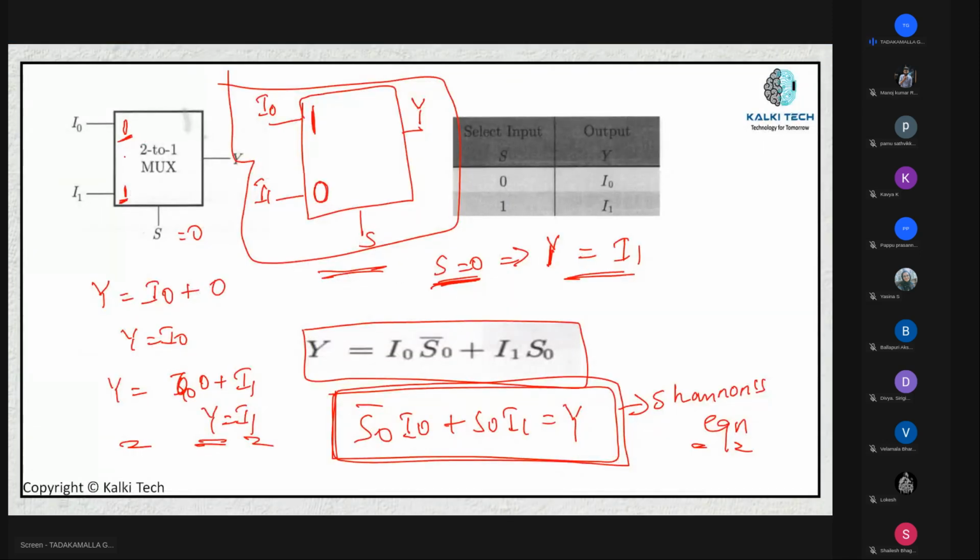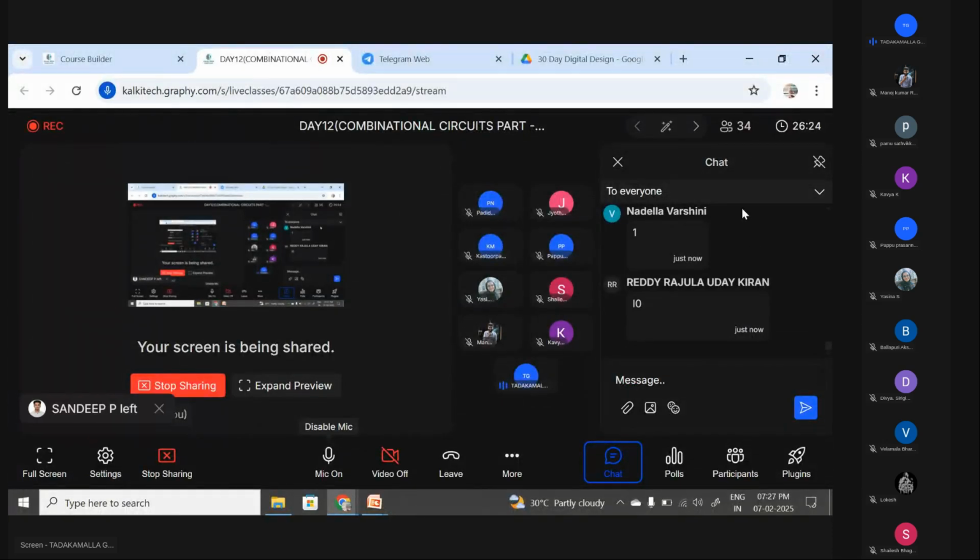If anything is not given, then you can follow the normal thing only. But if it is explicitly written here, 1 0, then 0 means it is the first pin. So if S is equal to 0, this pin will be selected, and if S is equal to 1, this pin will be selected. Is it clear for everyone? Yes or no in the chat box, please.